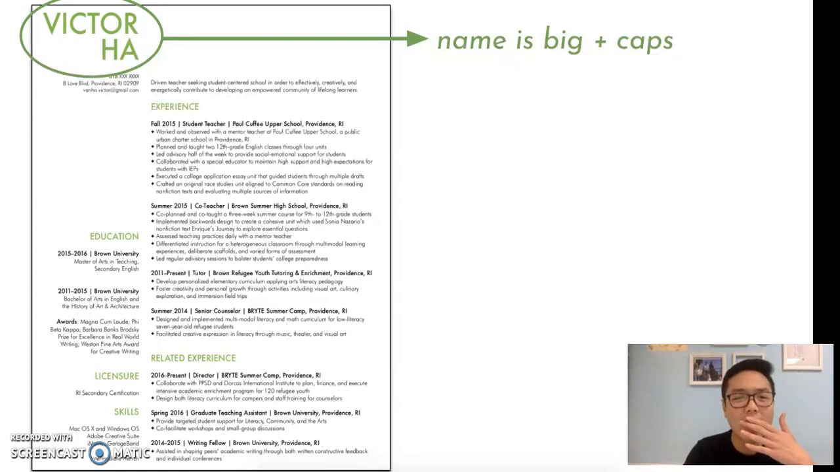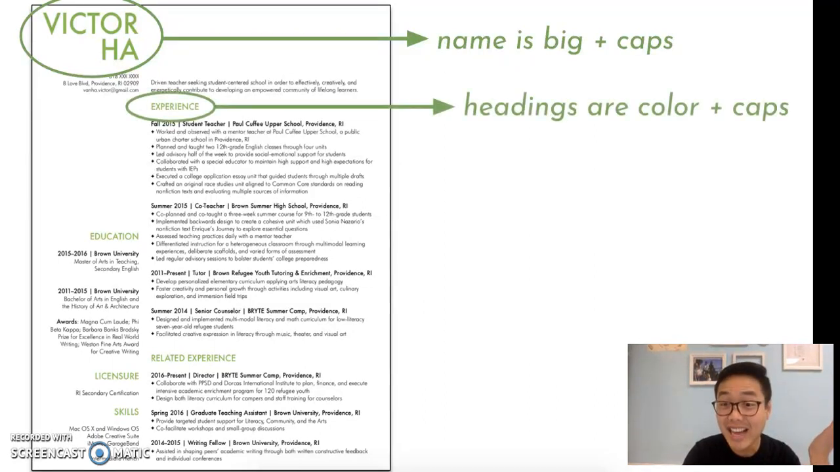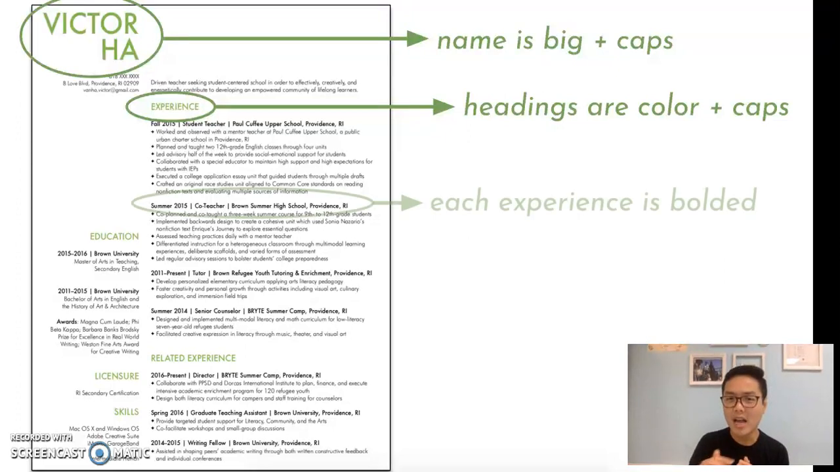Now, where are the headings? What do you notice about the headings? Yes. The headings are in color, in that color, and then their capitalization. They're in caps. Okay, and what about the experiences? So, like, student teacher at Paul Cuffey, a co-teacher at Brown Summer High School. What do you notice about that? Yes, each experience is bolded, nice and thick.